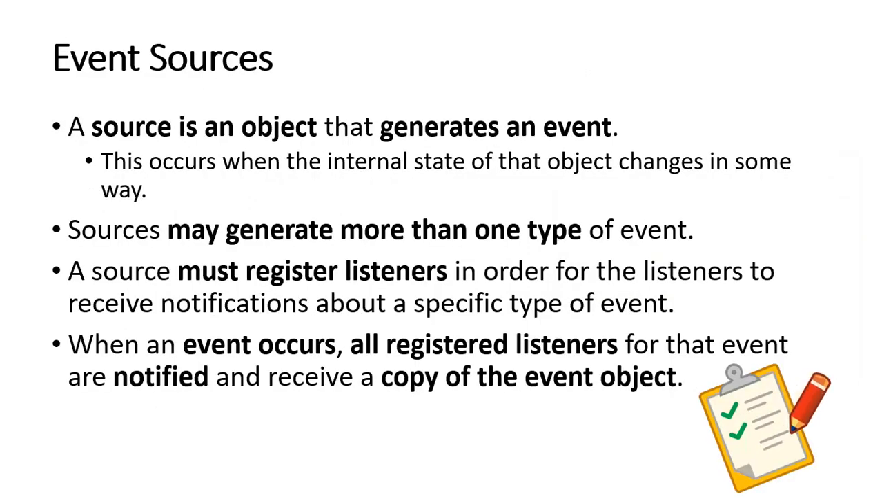Now, the next part of the event delegation model is the source of this particular event. We know very well, the source is also an object. So it could be a button, it could be a checkbox, it could be anything that generates the event. The event gets generated when the internal state of the object changes. So when the user interacts with the particular component, its internal state changes, which forces it to generate an event.